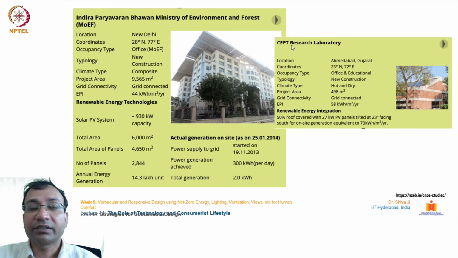Second, in this slide we have the SEPT Research Laboratory from Ahmedabad, Gujarat. This is an office and educational building. It was a new construction, in a hot and dry climate. Project area is 498 square meters, and it has an EPI of 58 kilowatt hour per square meter per year. In terms of renewable energy integration, 50% of the roof is covered with 27 kW PV panels tilted at 23 degrees facing south, with generation equivalent to 770 kilowatt hour per square meter per year. So this is the range it works in.